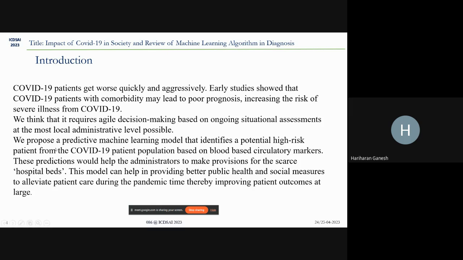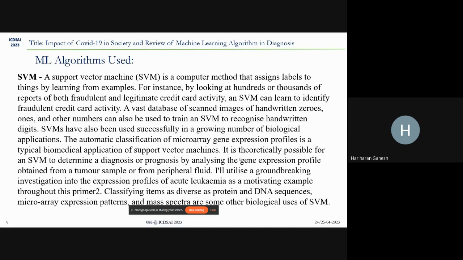Our purpose is to provide a predictive machine learning model that identifies a potential high-risk patient for the COVID-19 patient population based on blood circulatory markers. These predictions would help the administrators to make provisions for the scarce hospital beds. We could provide the extra bed to another patient who is severely critical, and they could be treated over there and we could save this life. So this model can help in providing better public health and social measures to elevate patient care during the pandemic time, thereby improving patient outcomes at large.